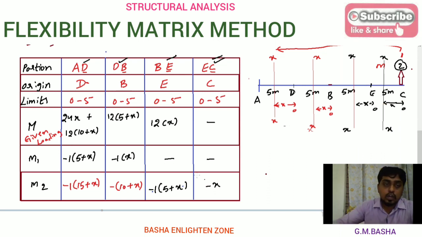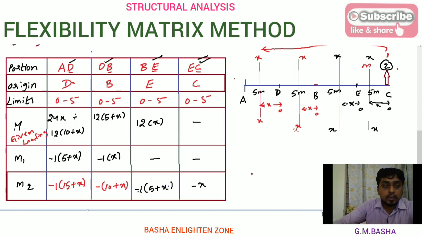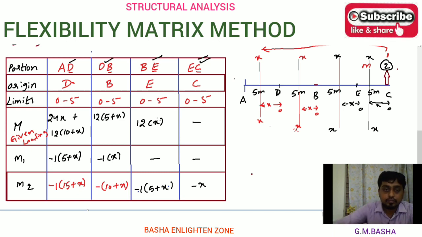So this is your procedure for finding the flexibility matrix methods. All these are the various moments acting on that particular portion. Based on this, you can simplify the problems. Please remember all these values. This is the very important procedure. If you know how to simplify all these moments, the remaining things will be very easy.